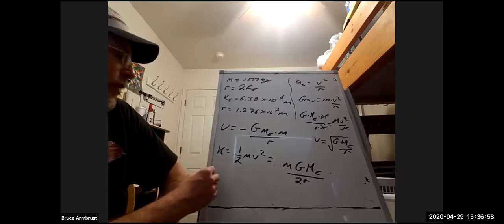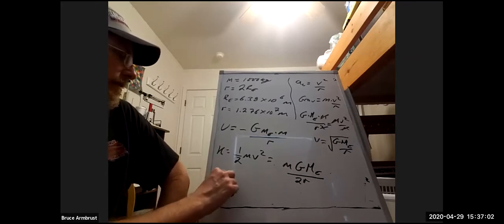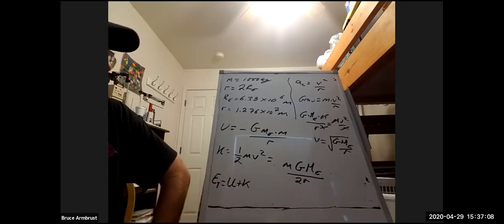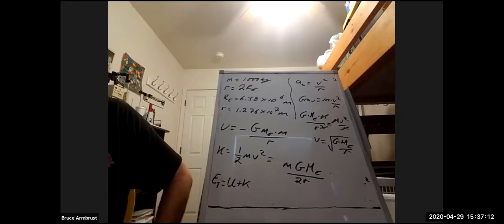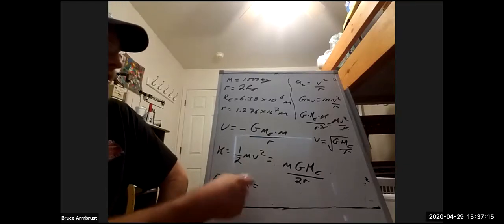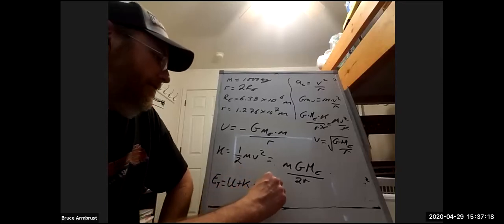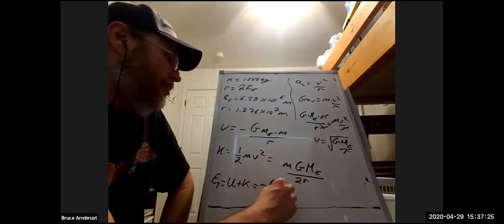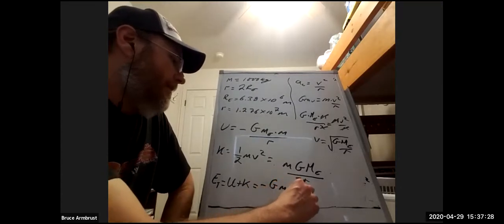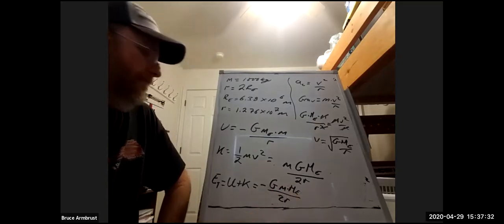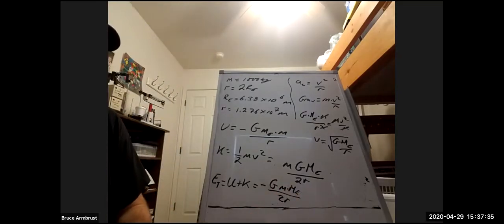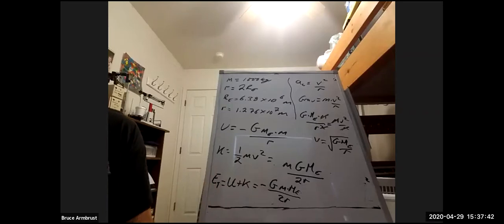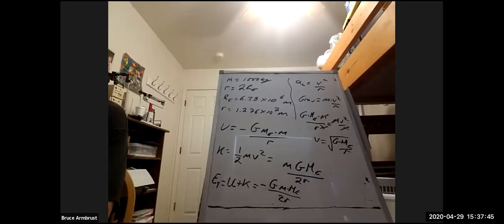So then if we want to go to the total energy, that of course is going to be the U plus K. So I'll call this E sub T for total energy. You can add those together, and if you get a common denominator, it's kind of nice. All you've got to do is multiply the first one by 2. What you end up with is negative G times M times M_E over 2R. So the total energy is actually the same magnitude as the kinetic energy. You just make it negative. So that's kind of cool.